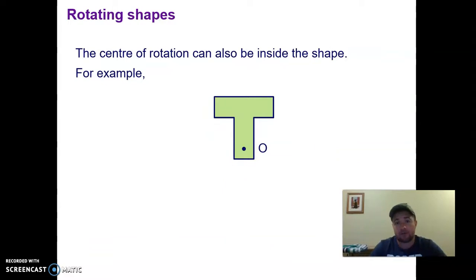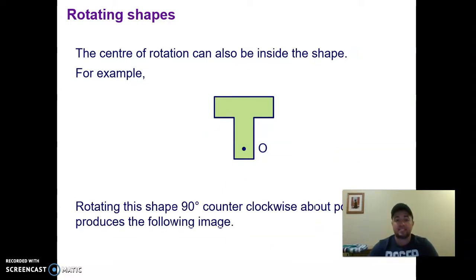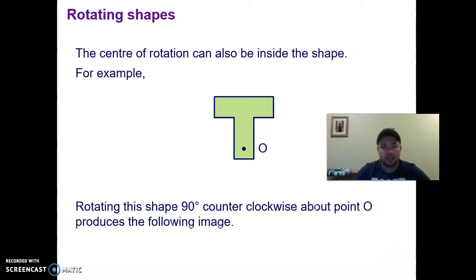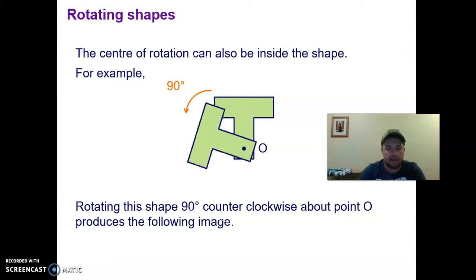Sometimes the center of rotation can actually be inside of the object. So we're going to rotate this object 90 degrees counterclockwise, about point O. I'm going to move myself so we can see. Counterclockwise. What direction is that? If you said to the left, you're right. 90 degrees, quarter turn, makes a square, corner of a square, and spinning perfectly. Excellent.